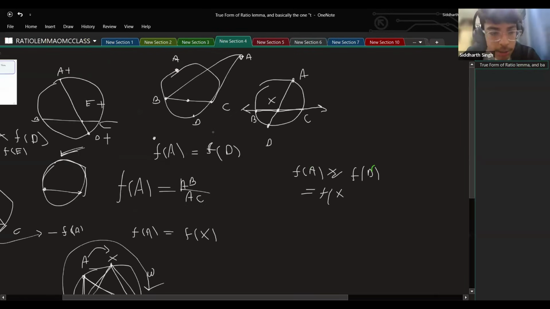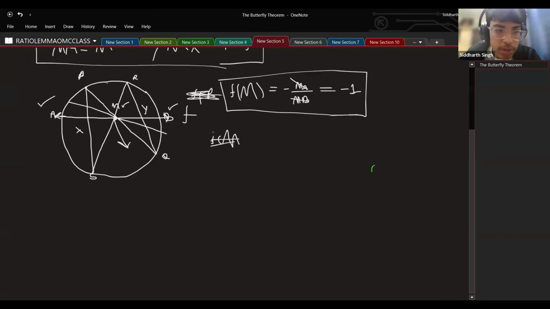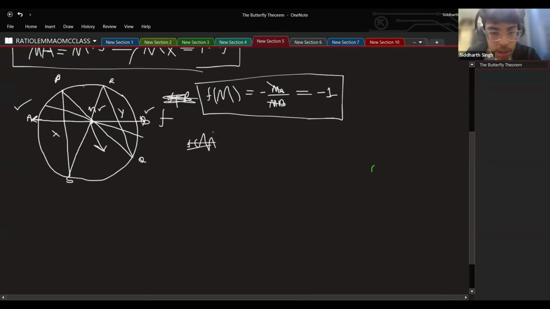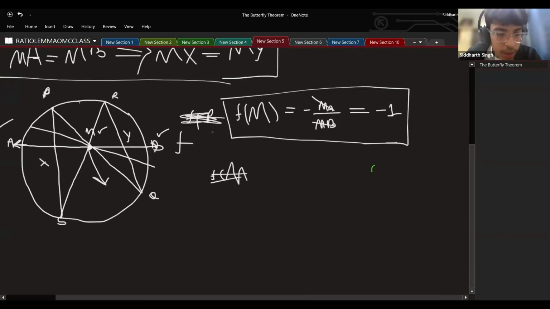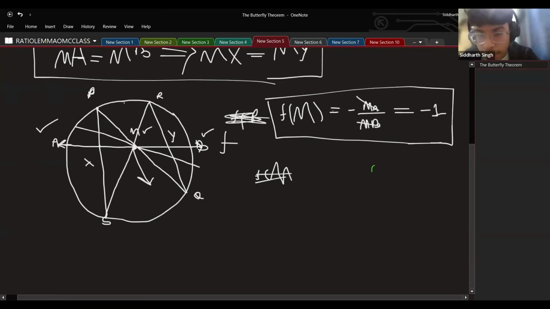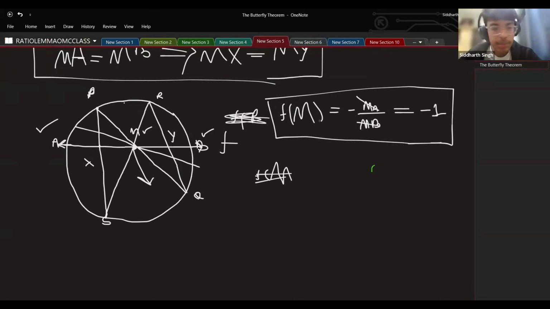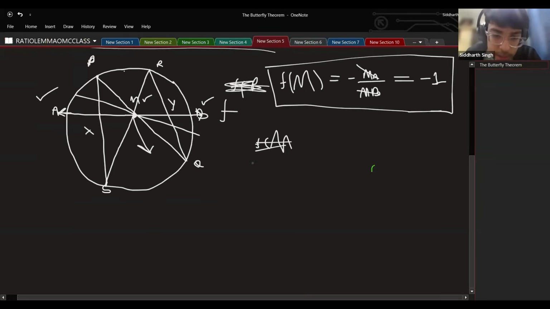Then we will try this butterfly theorem, which I'll explain the solution to now with motivation. So we have already calculated f of m. This was minus ma by mb, but ma and mb are just the same thing because m is the midpoint. So we have minus 1. Now, since we can't calculate f of p directly, we'll just try to find relations. Just spam random relations. You don't really have to think about anything at this point.